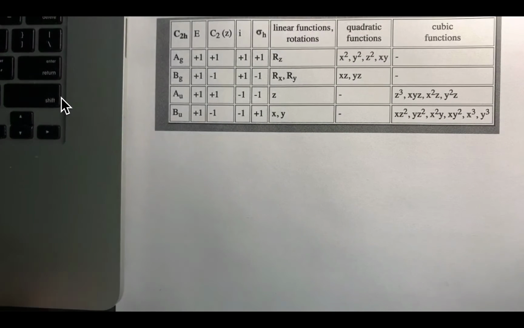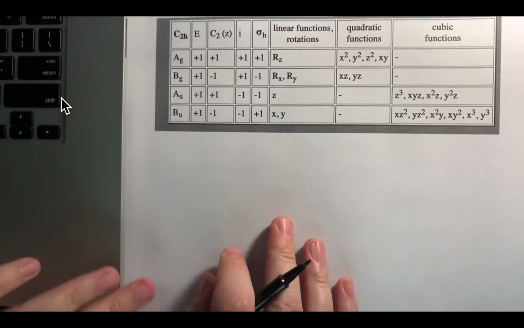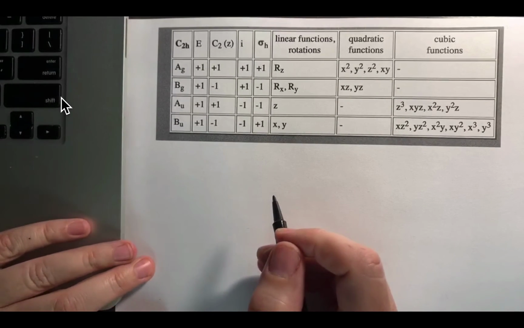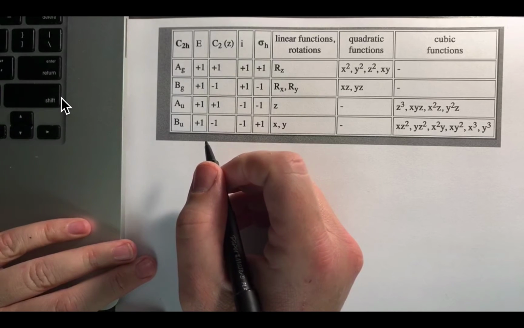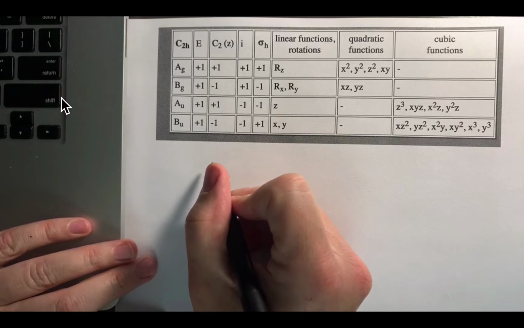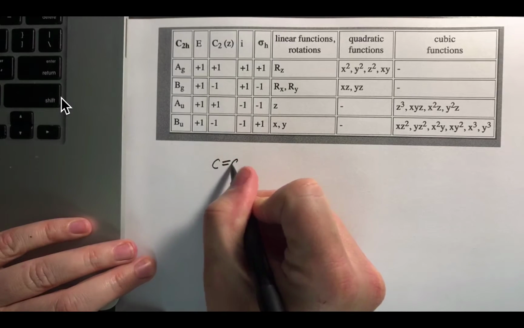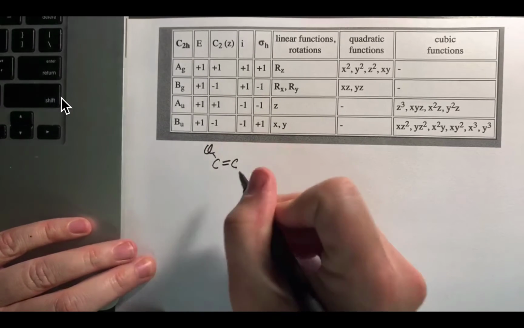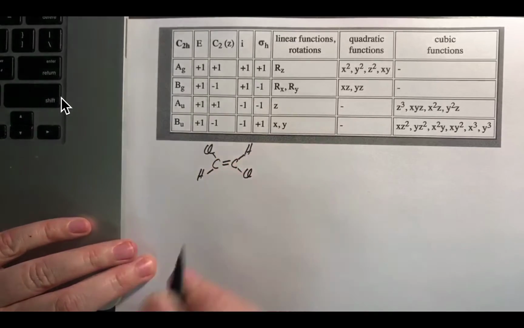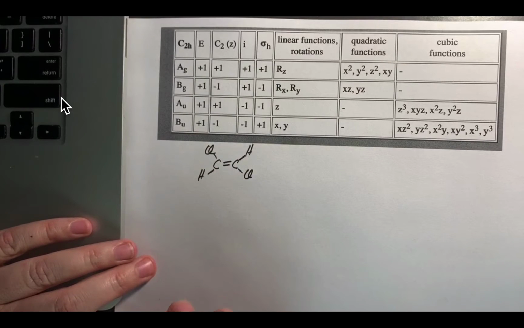All right, next we'll talk about a little bit more complicated example of this 3N analysis. We have trans-1,2-dichloroethylene. So this molecule is going to look like this. It belongs to the C2H point group.